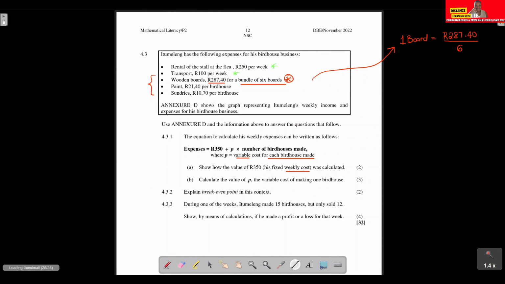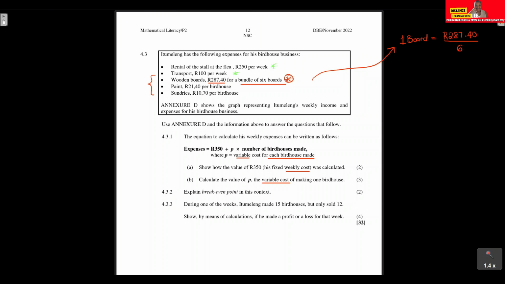Okay, let's have a look at the next question. Question 4.3.1a. Calculate the value of P, the variable costs of making one birdhouse. So for us to be able to calculate the value of P, we need to understand what the variable cost is for making one birdhouse.